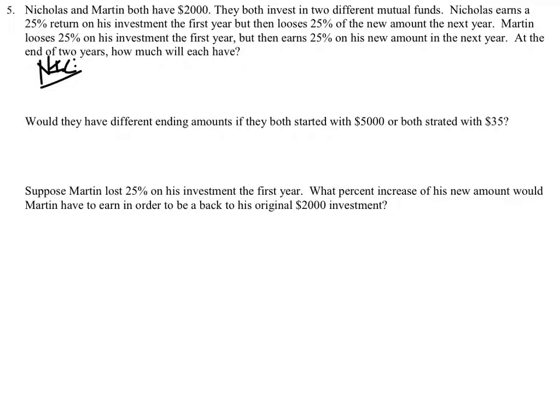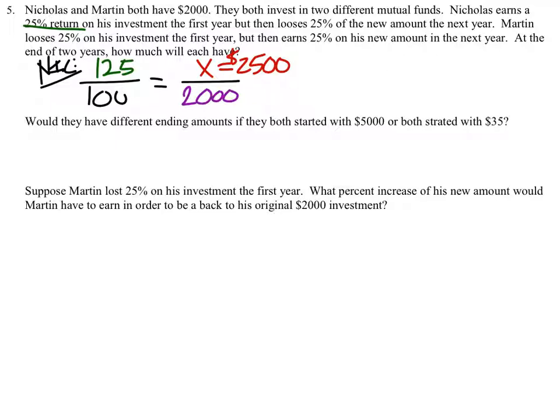Nick is going to earn 25% on his $2,000 and then lose 25% on whatever that new amount is. So let's figure that out. 100%, and that would be the $2,000. Now he's going to gain the 25% first. So that's 125%, and we'll have to figure out how much that is. Solving this should give us 2,500. So after 1 year, Nick has gained an extra $500 and now has a total of $2,500.